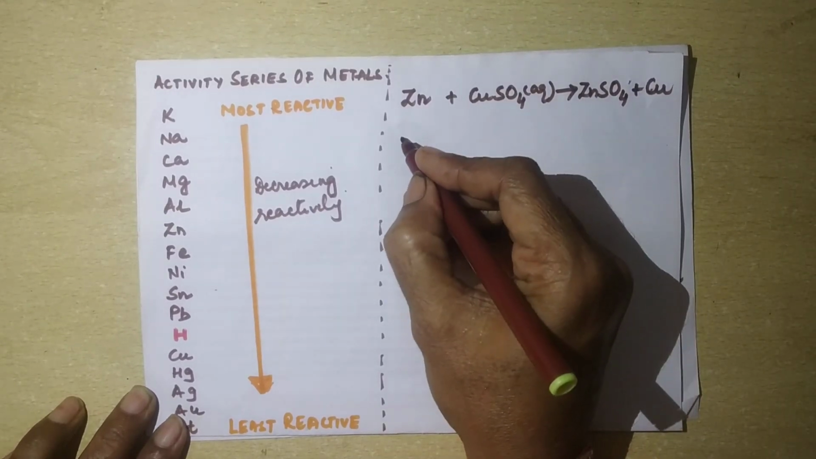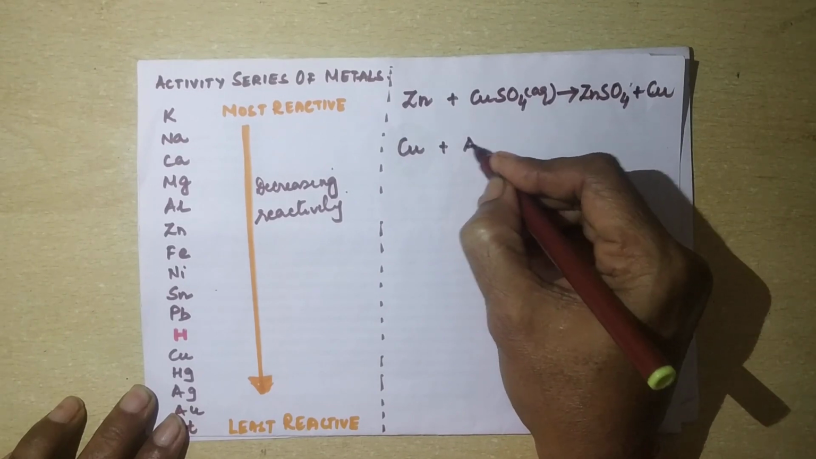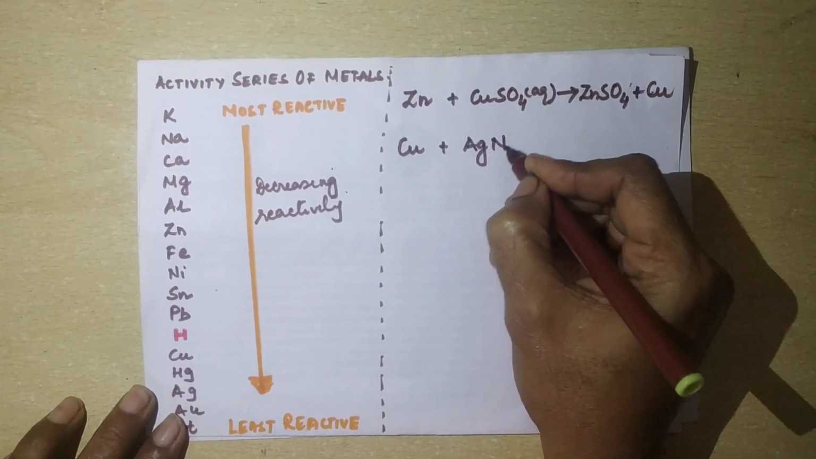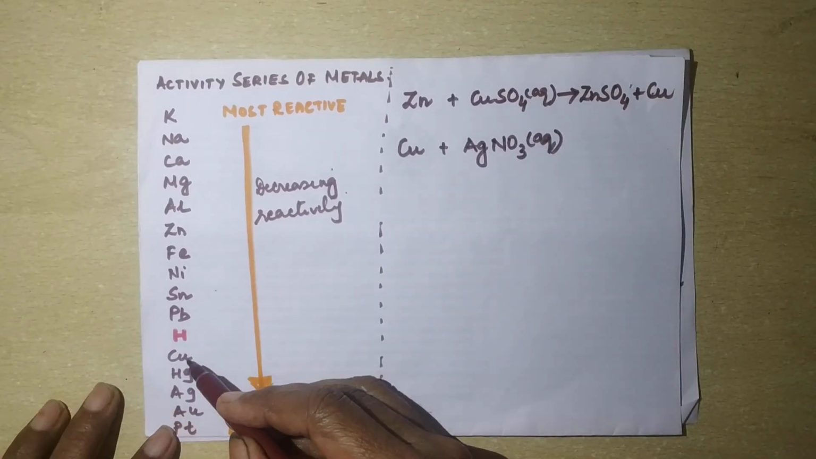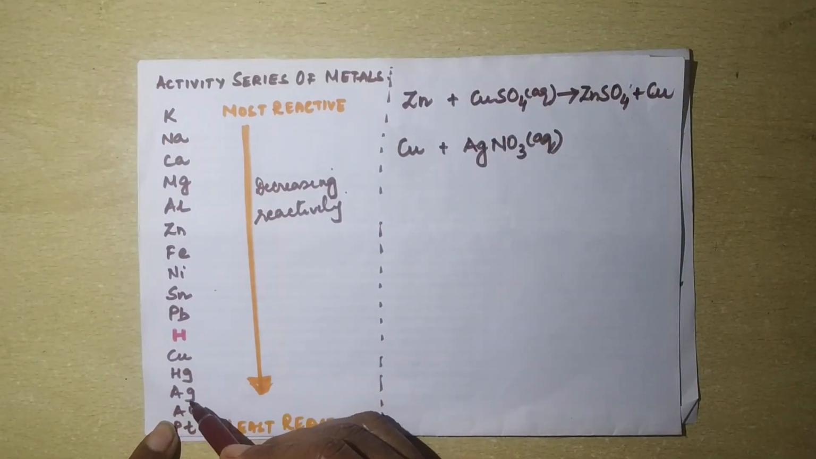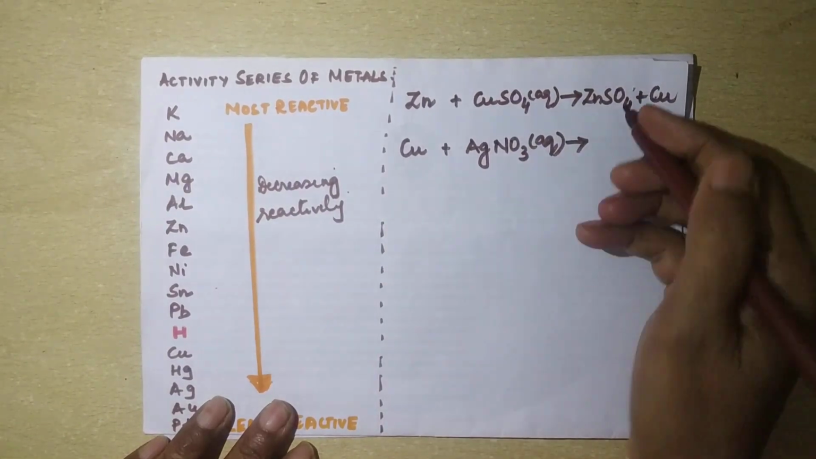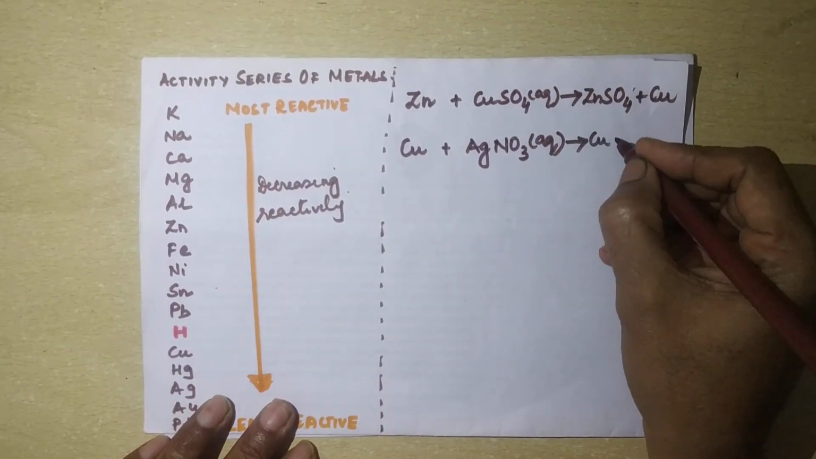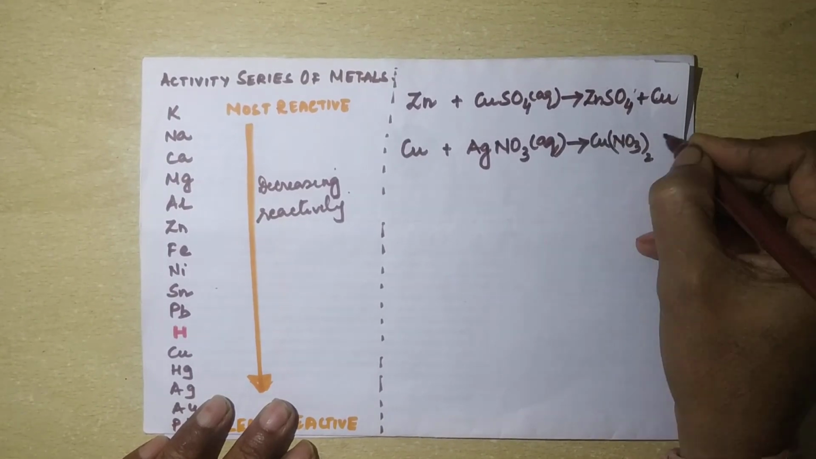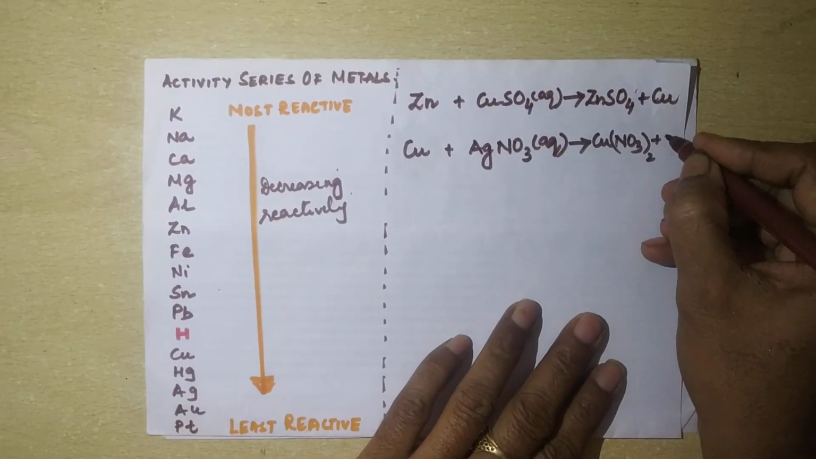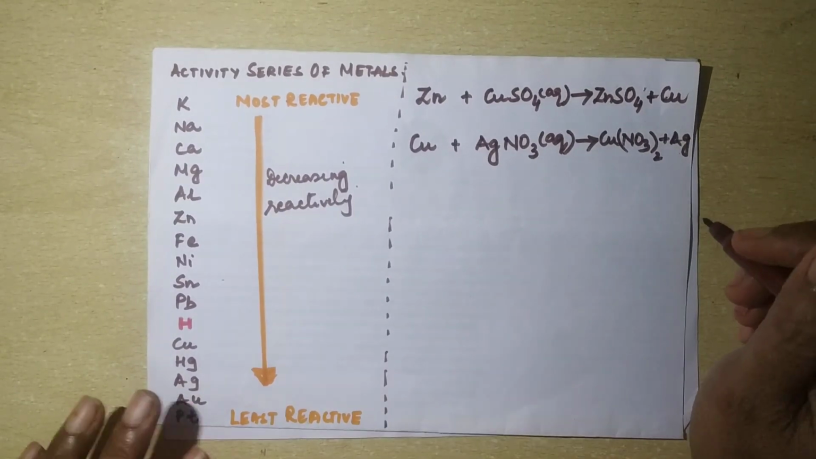For example, if I take a piece of copper and add it to silver nitrate solution, you can see that copper is above silver. That is, copper is more reactive than silver. So copper will displace silver and you will get copper nitrate solution plus silver. Silver will be displaced. Then you can balance the reaction.